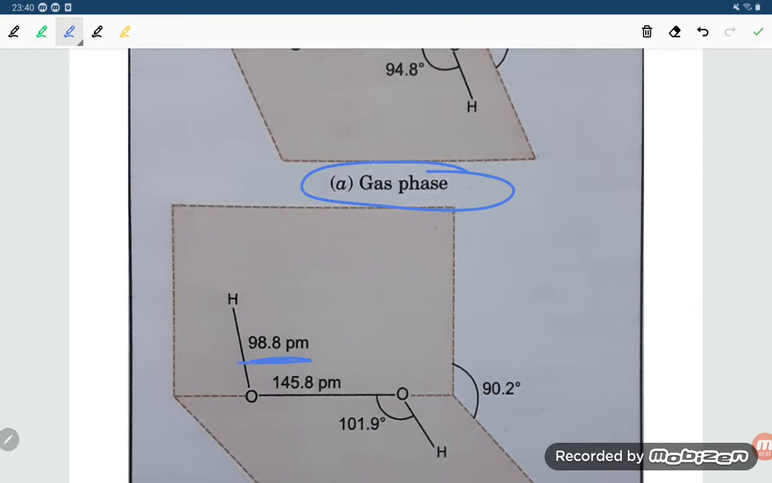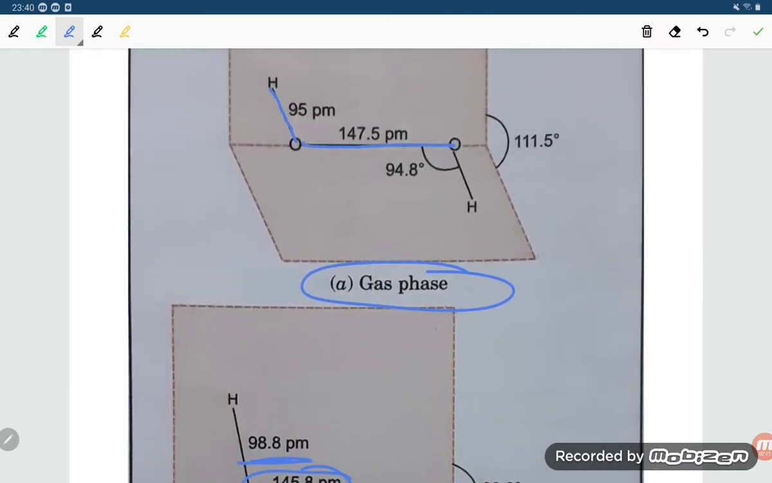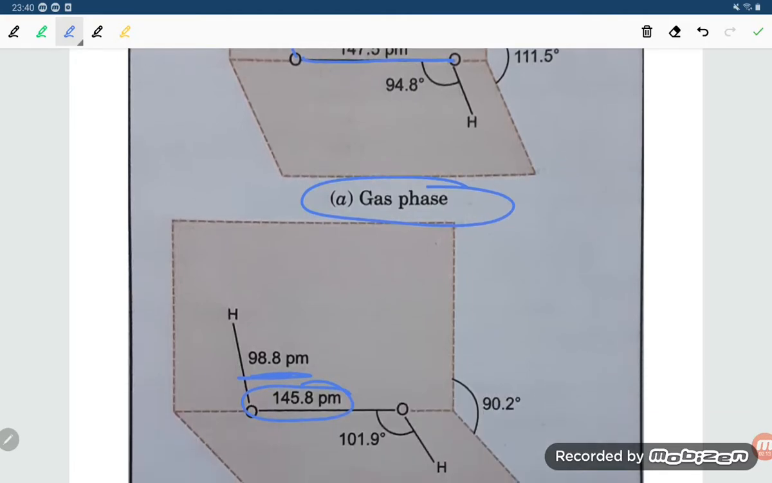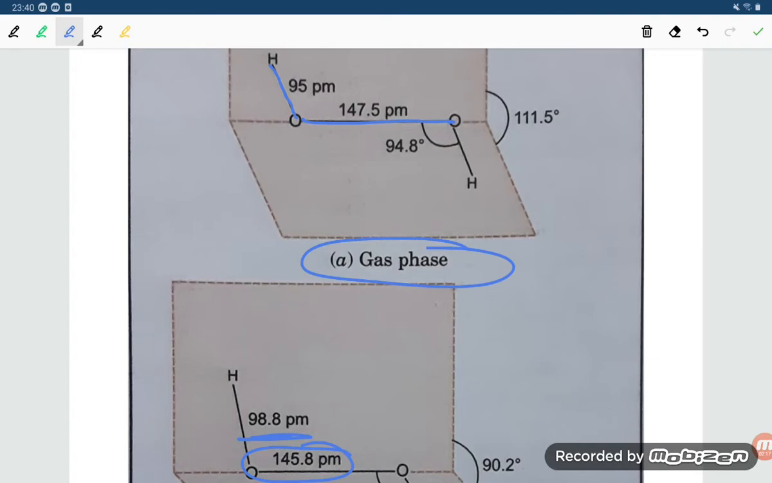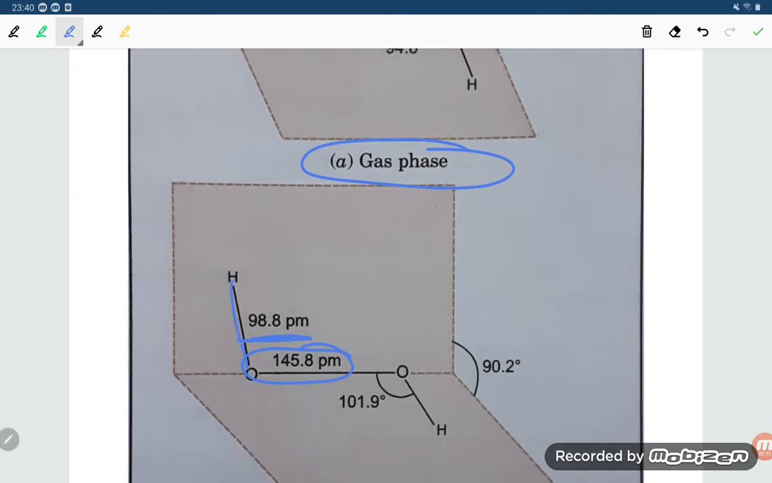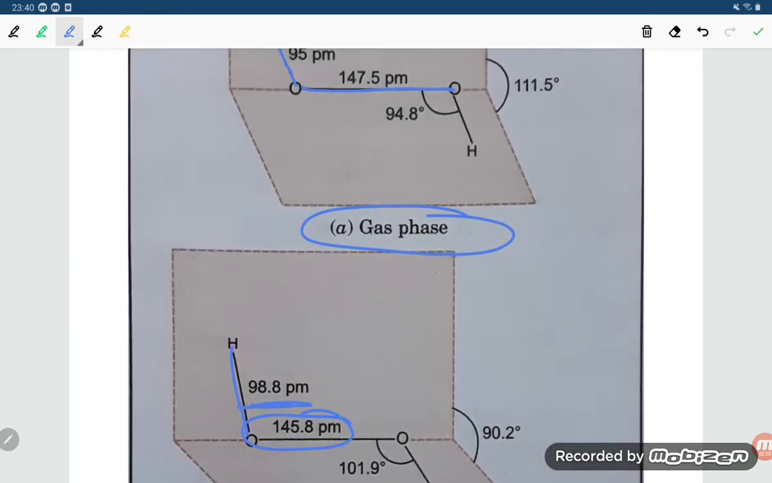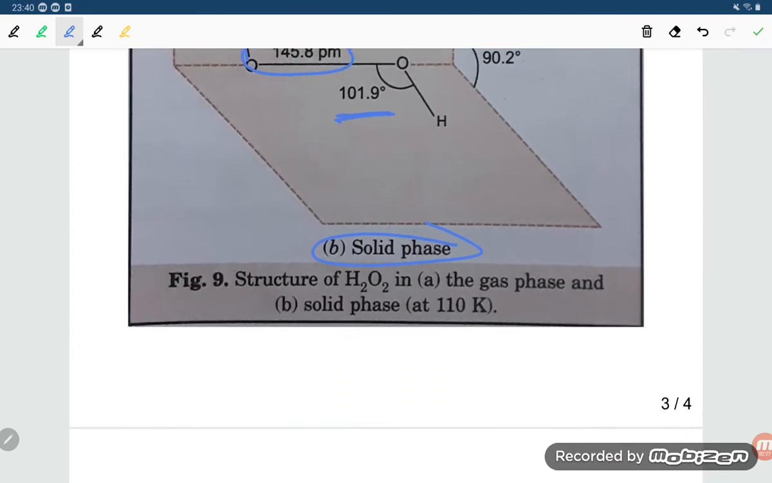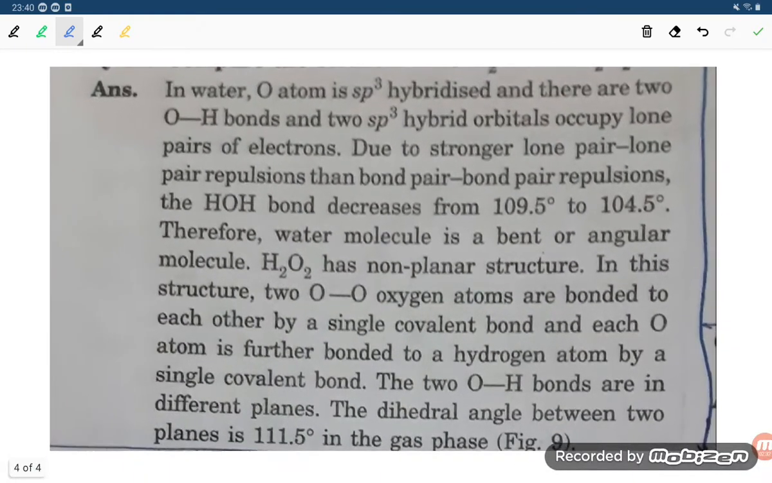Now when you talk about the solid phase, the angle is 98.8, and the OO length is 140.8 picometer. So in the solid phase, student, the OH bond length has increased, but the OO bond length has decreased, and the bond angle has also increased from 94.8 to 101.9. Let us have a look at the slide, student.